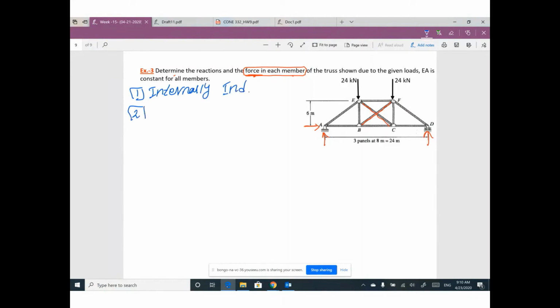Second step, I need to remove the extra unknown. Because your truss is internally indeterminate, we have an issue with the members, so I need to remove one of the members. Any member? No, not any member. One of the cross diagonals. Go ahead, any one of them will work. So your truss looks like this.